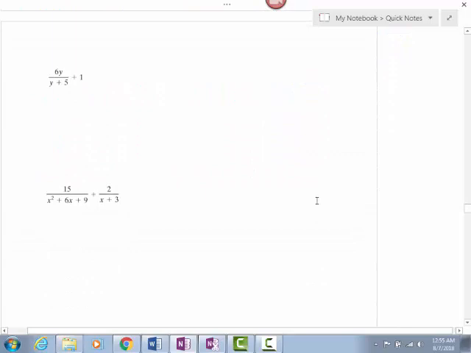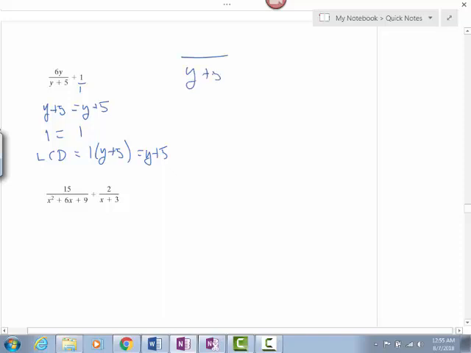So let's go ahead and finish up section 14.4. We'll do this problem exactly the same way we did the other one. I'm going to think of that one as a 1. So y plus 5 is still y plus 5. 1 is just 1. So my LCD is 1 times y plus 5, which is still y plus 5. Okay. So we're going to write y plus 5 here, y plus 5 here. The first one didn't change, so that won't change.